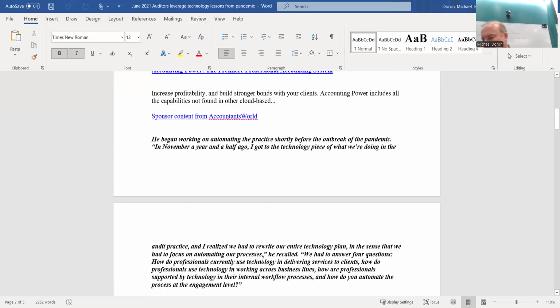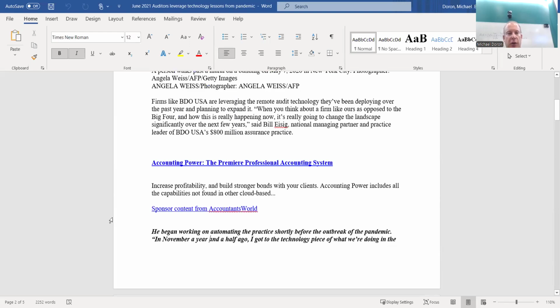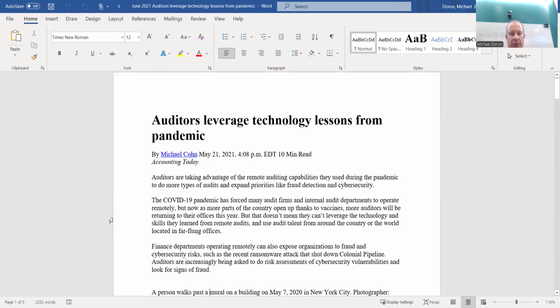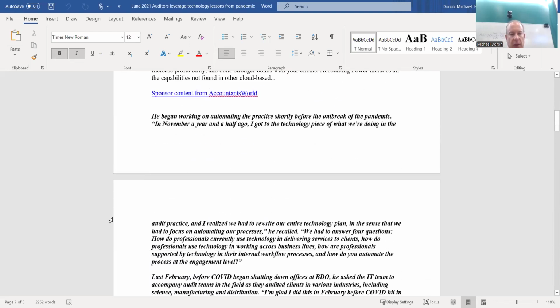Oh, it's not on the screen. Okay. We had to work on automating our process here. So it's this article. Okay, so what was I just saying?